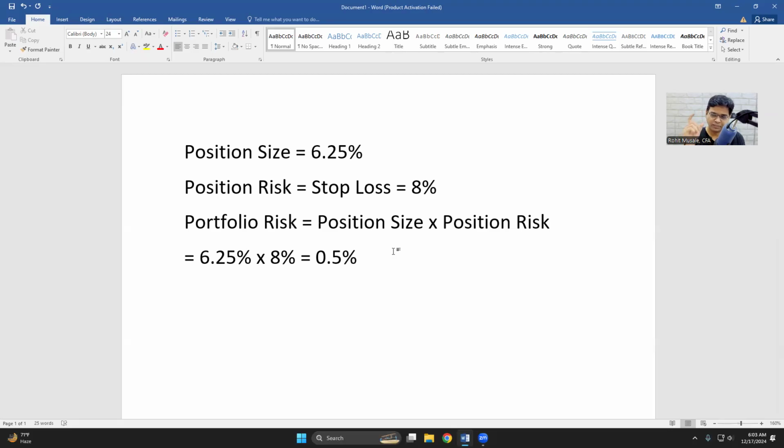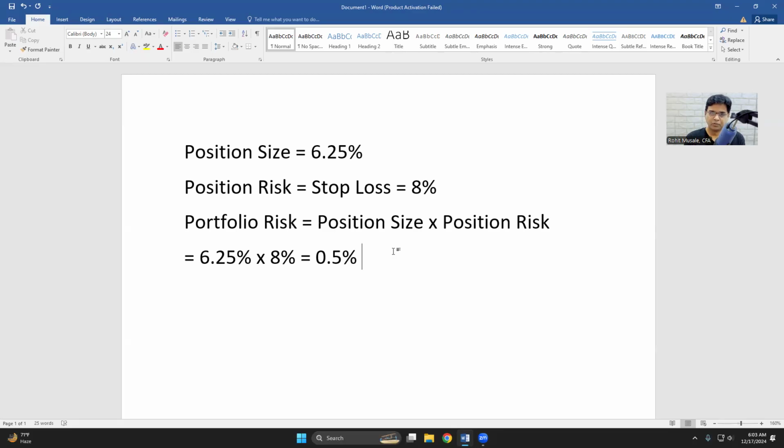So which means when you buy one stock in your portfolio, 99.5% of your money is not at risk, and you still have a 6.25% position in the stock. Isn't that a powerful concept? Okay, you are taking a decent position size without taking too much risk. 6.25% position size is neither a small position size nor is it a very large position size.